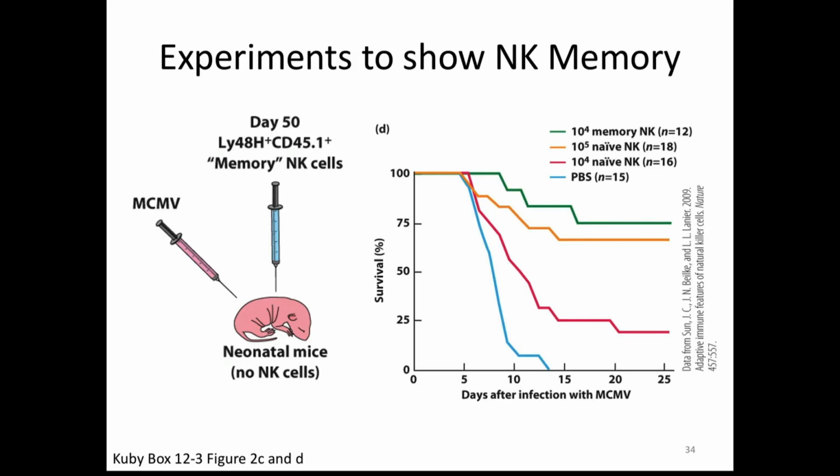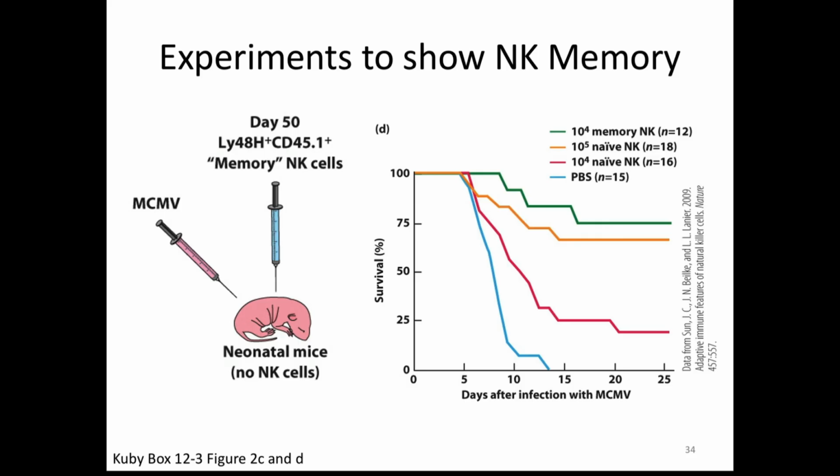So here we're putting those NK cells into immunodeficient baby mice that don't have NK cells, and we're infecting them. If we just infect them with the virus, we get what we see in blue, which is that they'll die. If we give them some naive NK cells, or NK cells that don't have any experience, it helps a little. That's in red. That's if we give them 10 to the fourth, so 10,000 naive NK cells. If we give them 100,000 naive NK cells, they do better, but still not great.